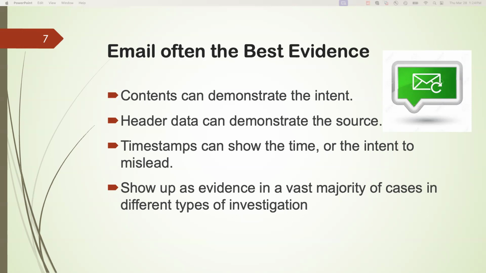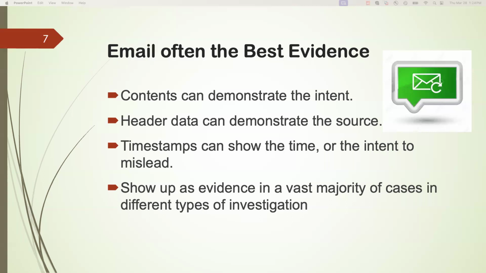Similarly, the header data can demonstrate the source. Just like we discussed in the previous slide, the sender, or the origin from which this email is coming, can be found in the header. Timestamps can also be found in the header, for example, at what time the email showed up in your inbox, and so on. And emails can also be investigated for a lot of other purposes as well.